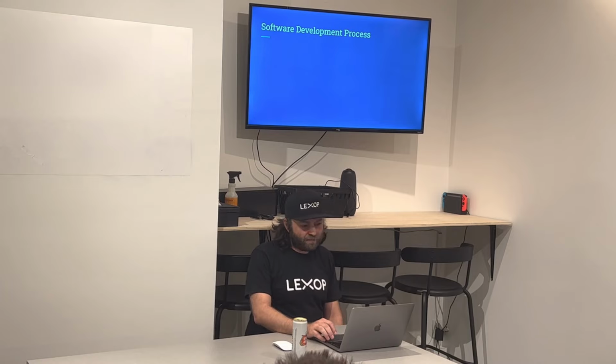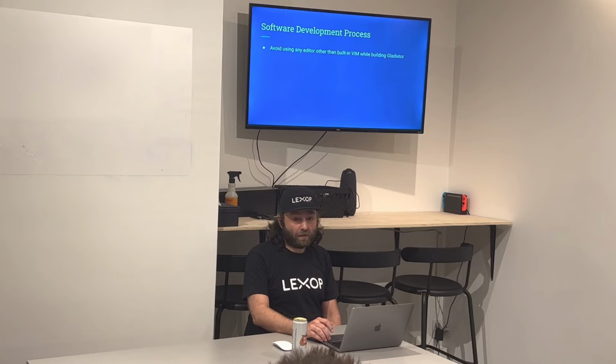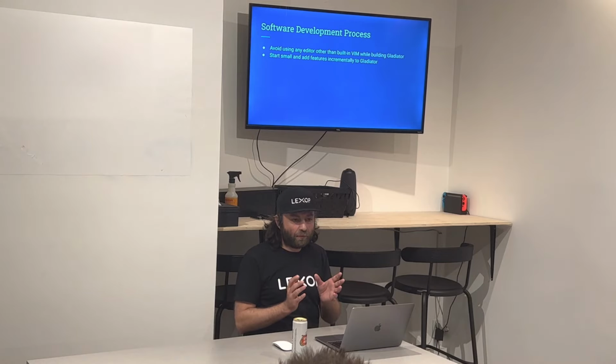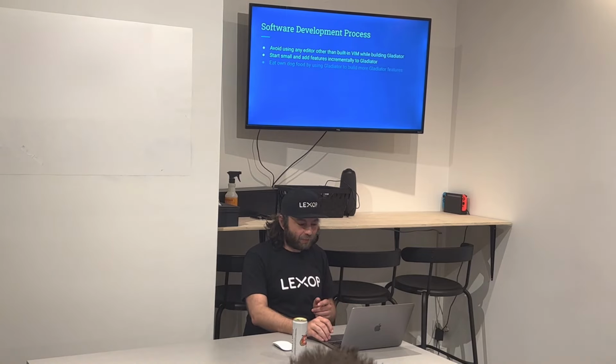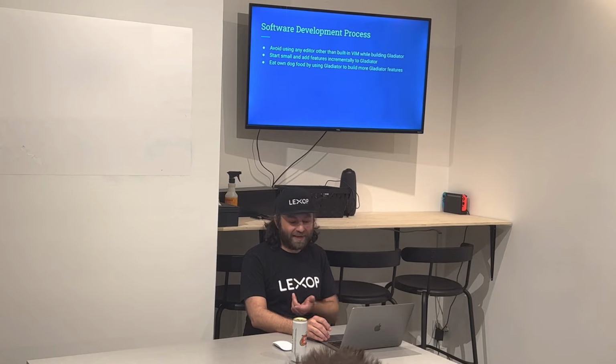As far as the software development process, what happened is I basically made this challenge with myself of not using any editor to build Gladiator except what comes built into the operating system. And on the Mac or Linux in the terminal, I have Vim. So I only used Vim to build Gladiator initially. Secondly, I started very, very small and built features incrementally. And I started with the smallest thing possible that would enable me to upgrade myself from Vim to something better. So that's what the third step is. And then I started eating my own dog food and using Gladiator to build more Gladiator features.